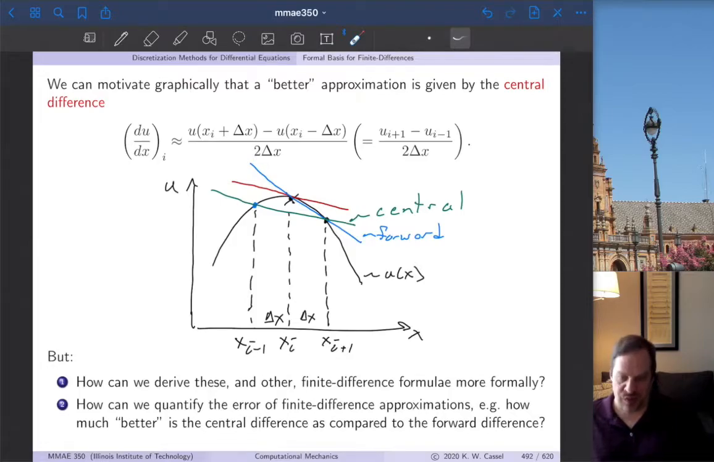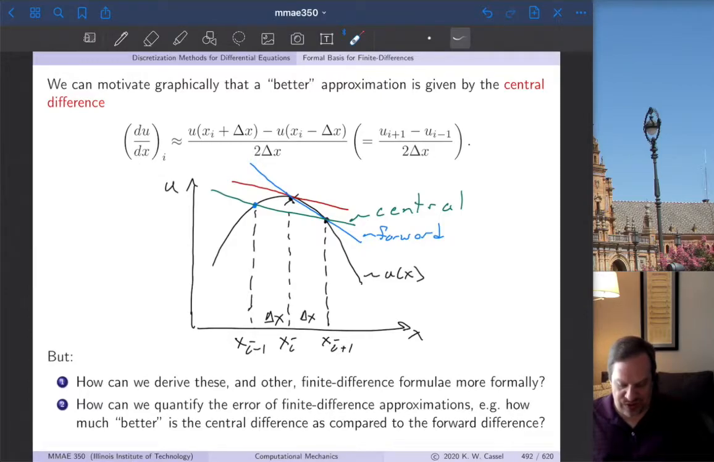So it's still rise over run, but now to get an approximation for the derivative here, you can see the slope of that is much closer to the slope of the tangent that we're looking for as compared to the forward difference. Now that's just motivated graphically and intuitively, and of course you can think of all kinds of different function shapes where that would be even better or worse and so on. So this is very heuristic, very qualitative and intuition based.